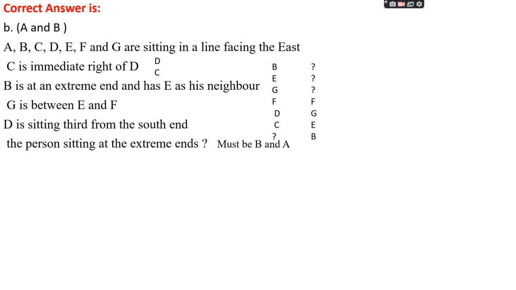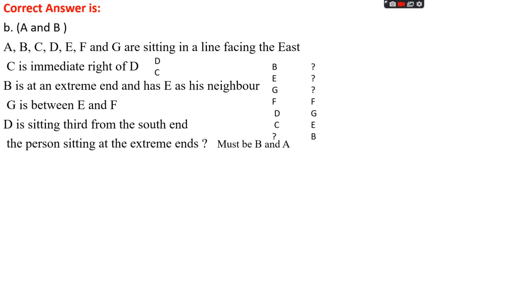Okay, B is at an extreme end and has E as its neighbor, so B's position must be either on the northern side or on the extreme southern side. Okay, two conditions will be formed. G is between E and F. Okay, put the condition: G is between E and F.